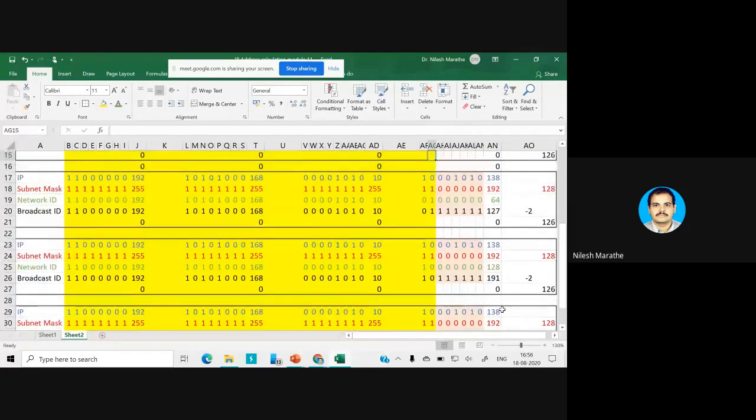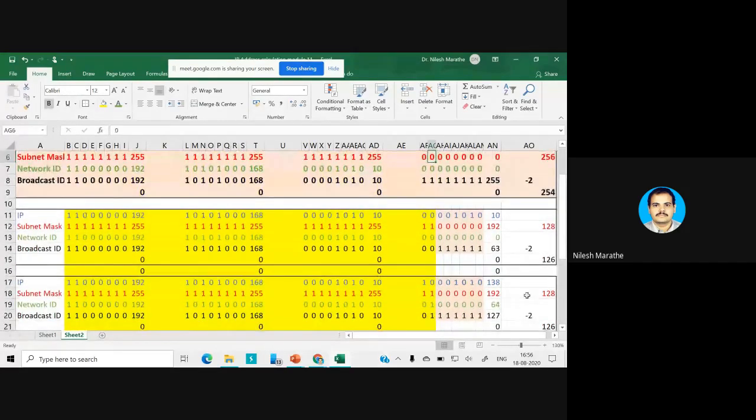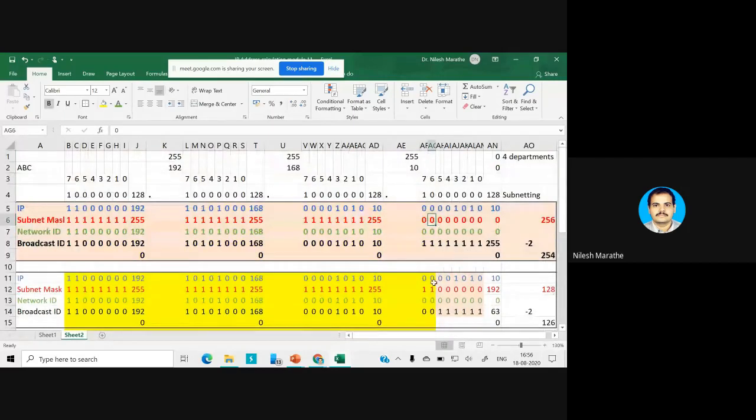What did I do? What I have done? 2 bits from the last octet I allocated for the network. Right? So the first network will be 192.168.10.0 to 192.168.10.63. Is it okay?